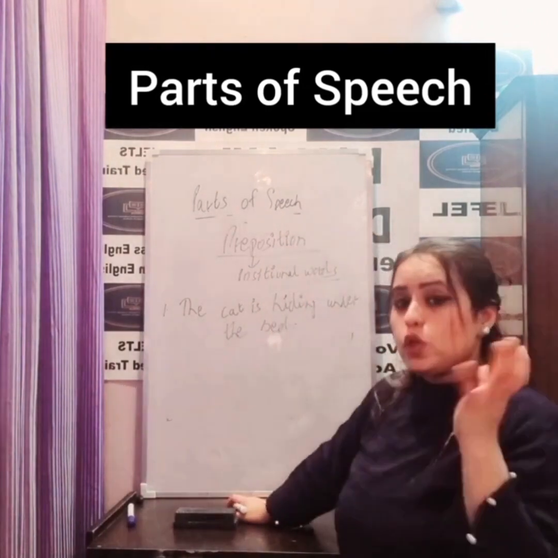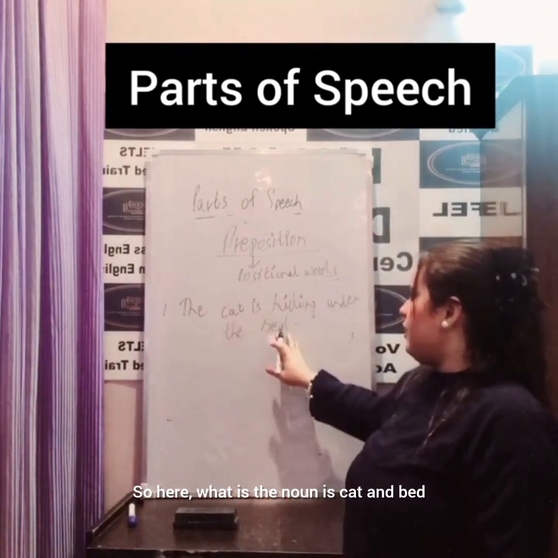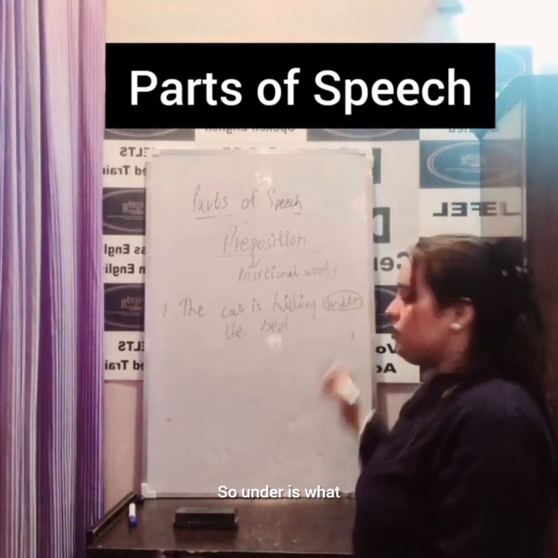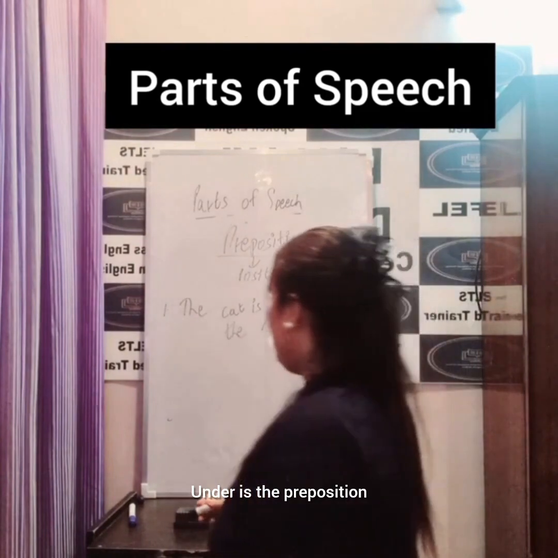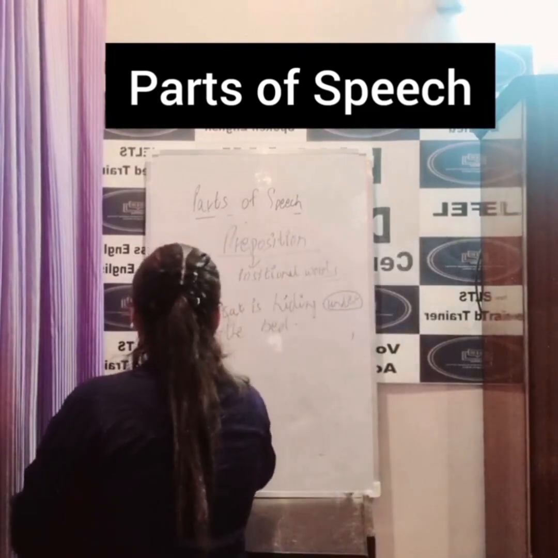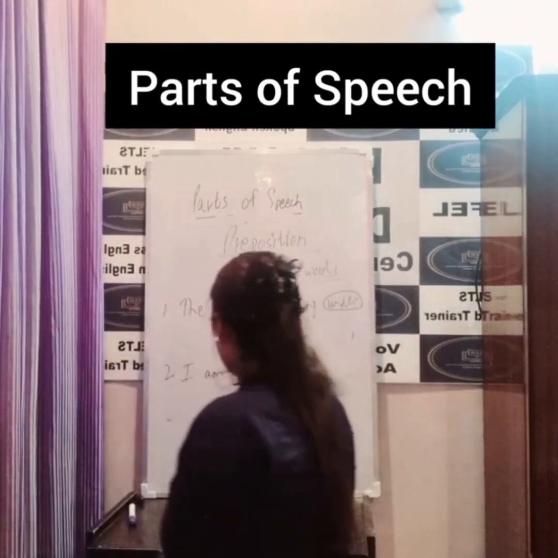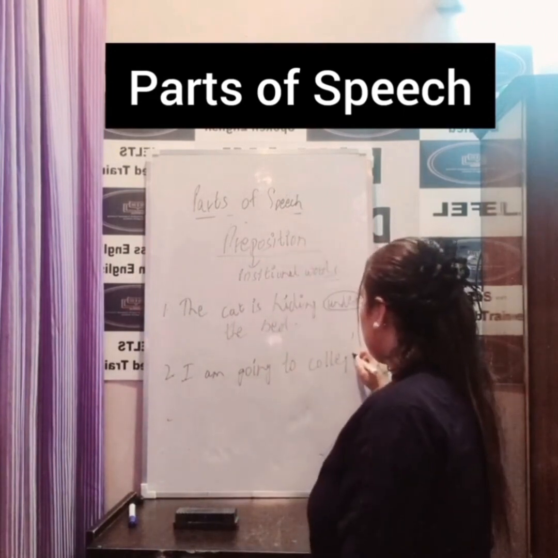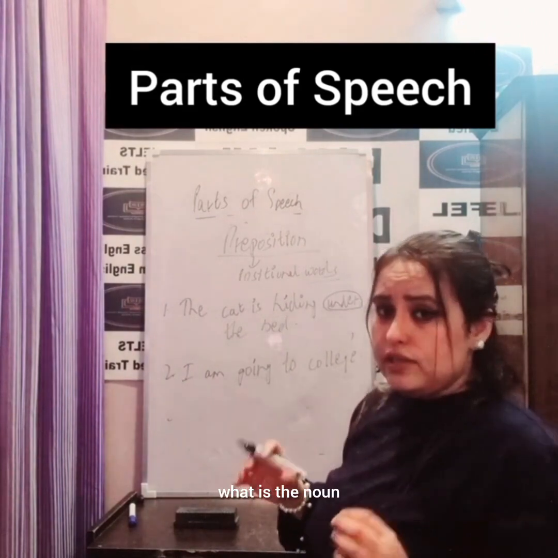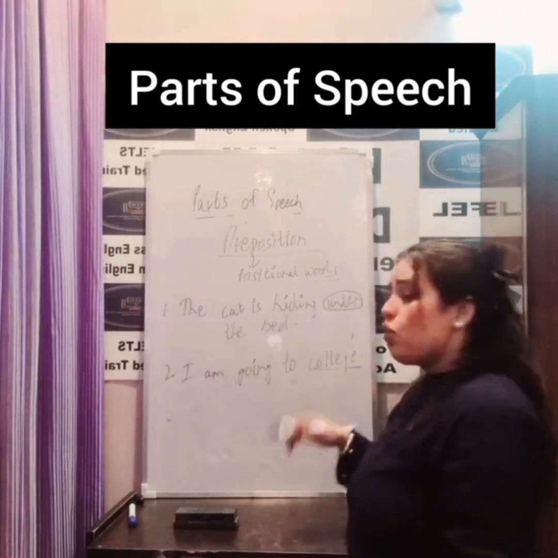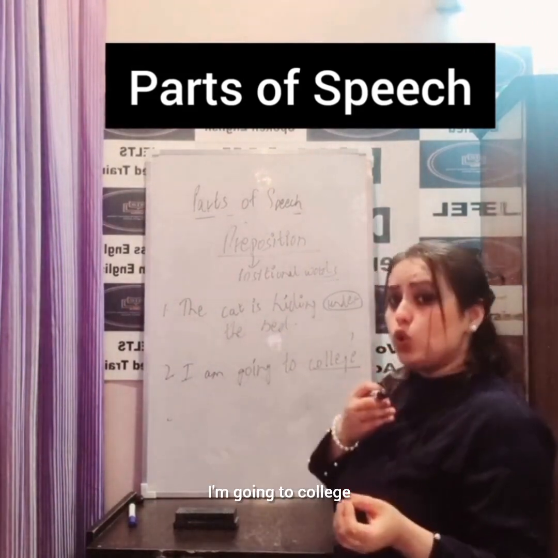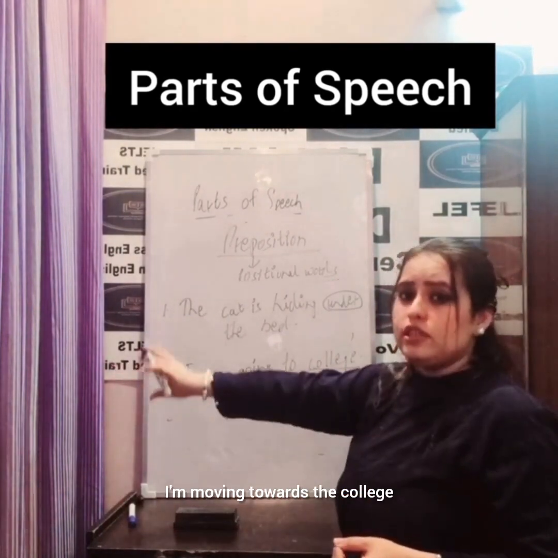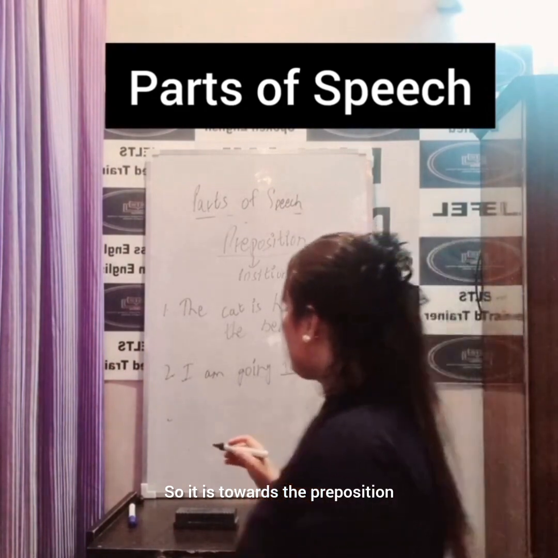So here, what are the nouns? Cat and bed. So now, where is the cat hiding? Under the bed. So under is what? Under is the preposition. Next, it is, I am going to college. So here, what is the noun? Noun is college. So where am I going? I'm going to college. So it is telling me about the position. My position, I am moving towards the college. So to is the preposition.